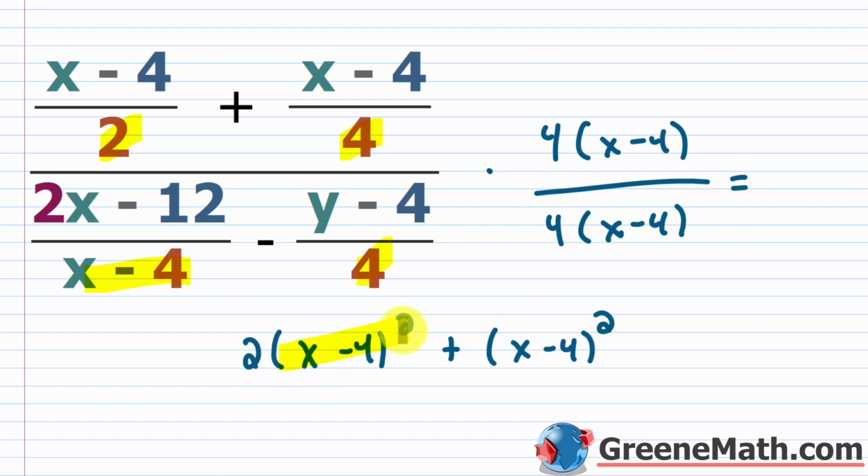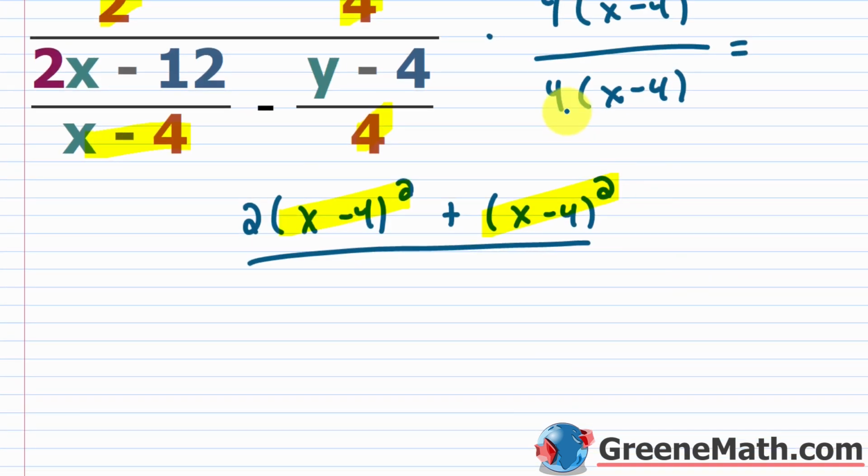You can highlight this right now. You know you can pull that out, but we'll do that in a moment. So let's put this over. We'll slide down here. Looks like the x minus 4s are going to cancel. So what you're going to get is 4 times the quantity 2x minus 12 here.